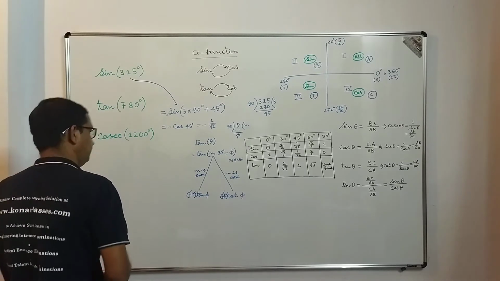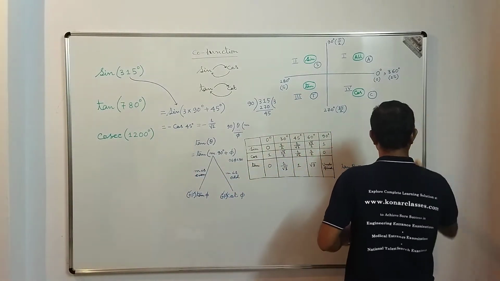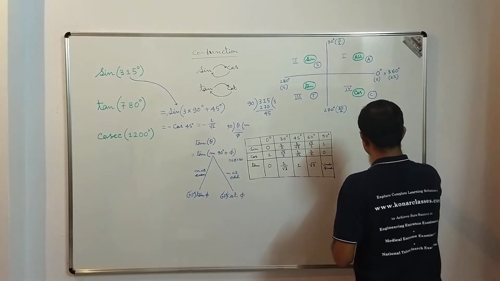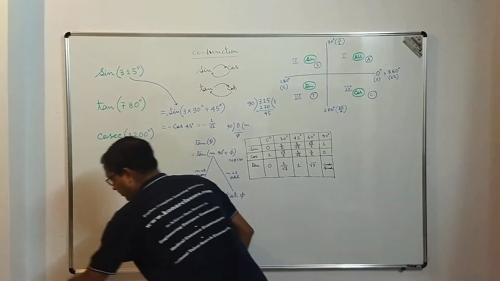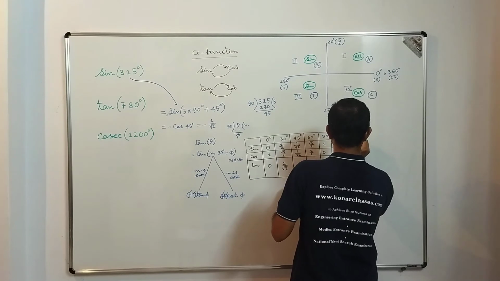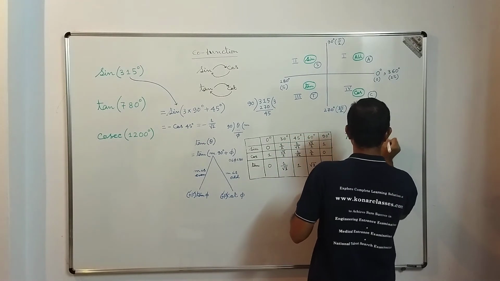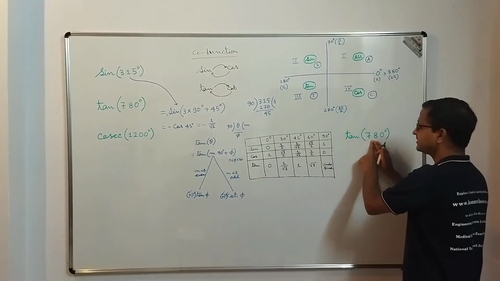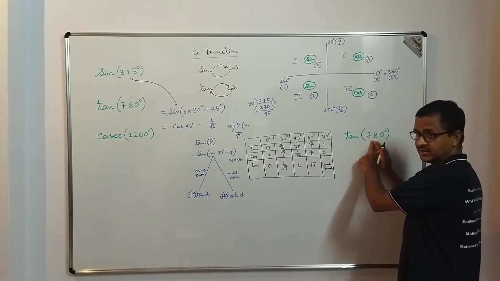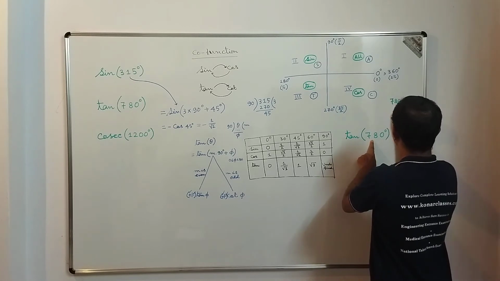Now as we have learned the generic steps, let us find the value of tan 780 degrees. The first step is that we should divide 780 by 90.